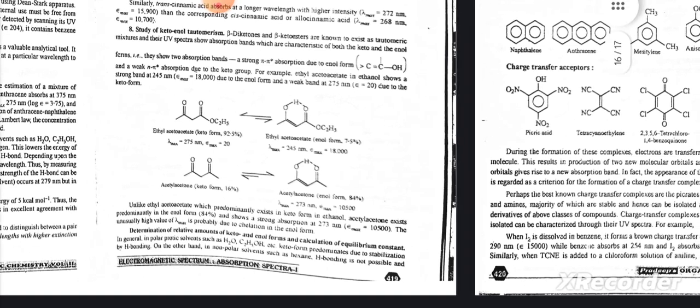Unlike ethyl acetoacetate, which predominantly exists in keto form in ethanol, acetyl acetone exists predominantly in the enol form and shows a strong absorption at 273 nanometer. The unusually high value of lambda max is probably due to the chelation in the enol form. Determination of relative amounts of keto and enol forms and calculation of equilibrium constant.